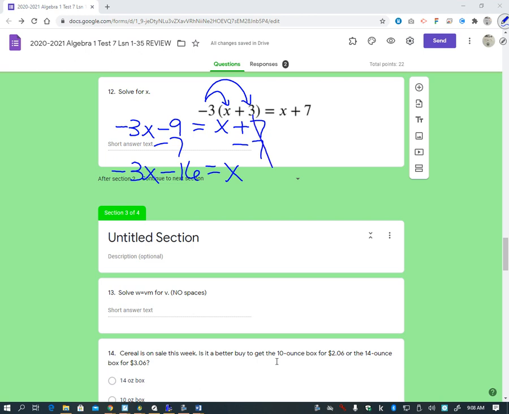Okay. Let's see. Mr. Baker, what would you do next? Add 3x to both sides. Thank you. Add 3x to both sides. Okay? So what does that leave me with on the left-hand side? Negative 16 equals what? Look, you have 1x and you added 3x to it. How many x's do you have? 4x.